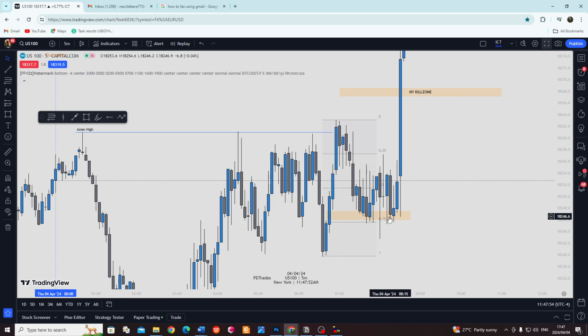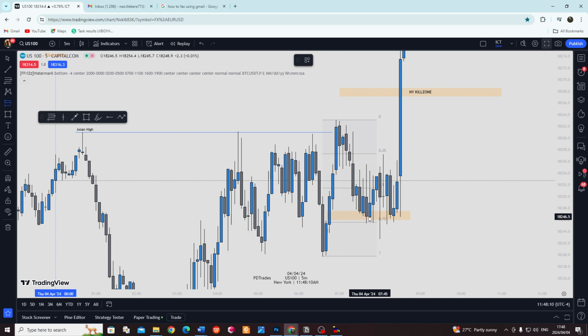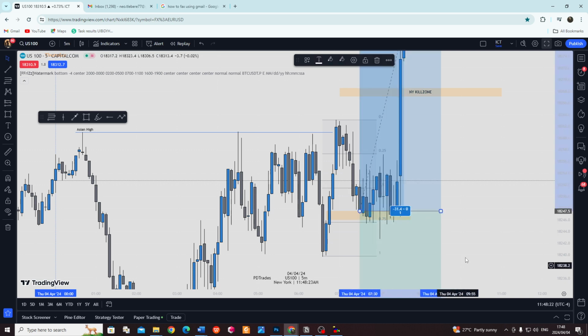in this fair value gap, right? Let me just make an example. And also, you have to remember that it depends on your account, right? Because remember, this is Nasdaq, it doesn't play. So my entry will be here. Let me say I entered here.